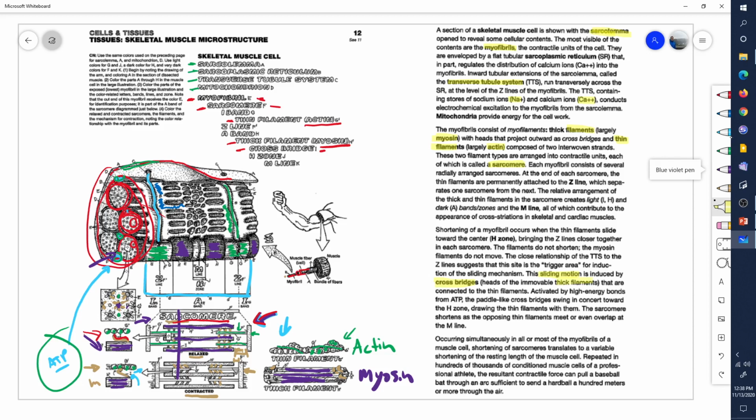The thick filaments of myosin, they're talking about the cross bridges, the heads of the cross bridges connect to the thin filaments. Oh, look, ATP. The cross bridges swing in concert, like rowing, like a rowboat, drawing the thin filaments in with them. The sarcomere shortens.